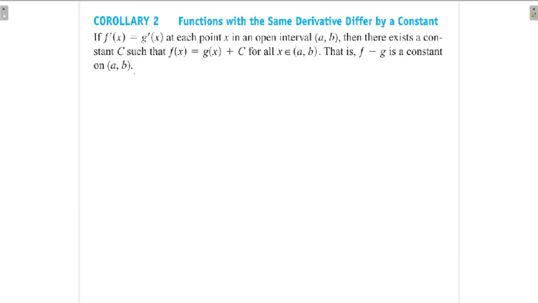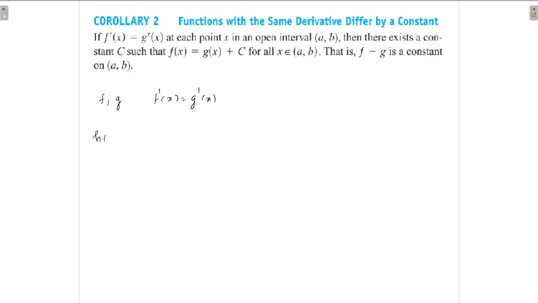Now we have another consequence of the mean value theorem, functions with the same derivative. Suppose we have two differentiable functions f and g with f dash x equal to g dash x. That means the derivatives of these two functions are the same. Now we will prove the relation between f of x and g of x: f of x equal to g of x plus c.